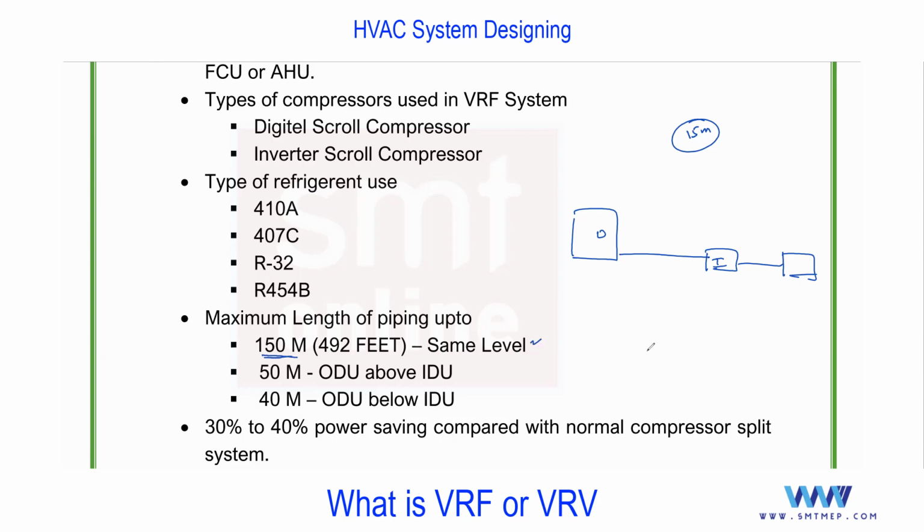Second point, if the outdoor unit is above and the indoor unit is below, suppose the outdoor unit is on the roof and the indoor units are connected to multiple floors, say a 5-floor building or 7-floor building, in that case the limit is 50 meters. And if it is reverse, for example, suppose the outdoor is placed at ground level and it's connected to multiple indoors on different floors, with the outdoor unit below the indoors, in that case we have 40 meters. Okay, so this is in general, from an interview point of view.